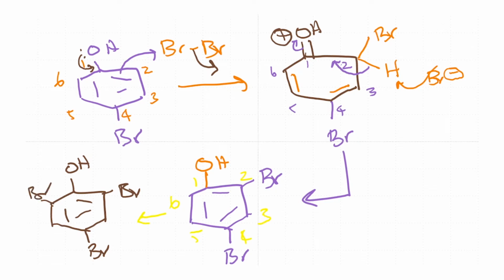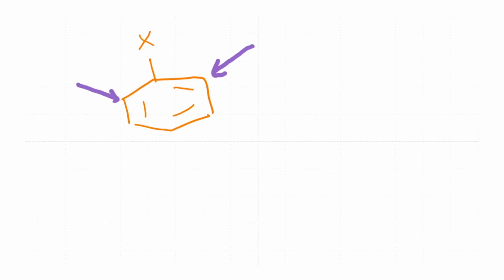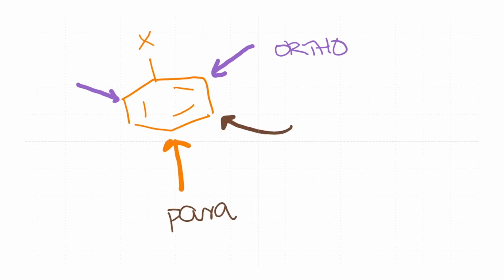Okay, so now it's useful to define these terms. When one draws a benzene ring and it already has a substituent X, this position or these two positions are called the ortho positions. And this over here is called the para position. And lastly, these two positions as shown here are called the meta positions.